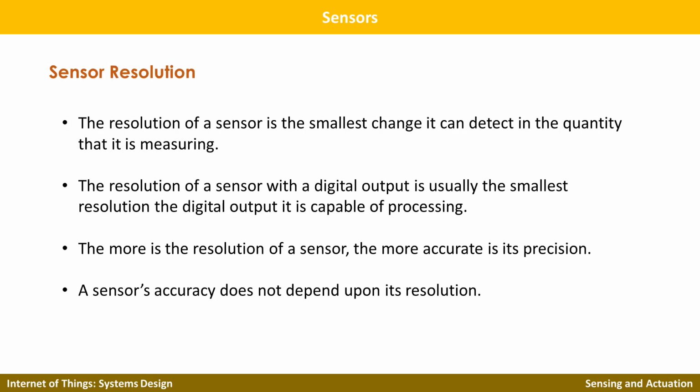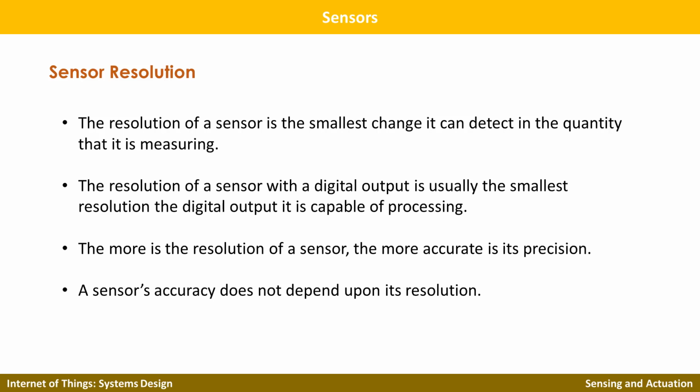What is sensor resolution? The resolution of a sensor is the smallest change it can detect in the quantity that it is measuring. The resolution of a sensor with a digital output is usually the smallest resolution the digital output is capable of processing.